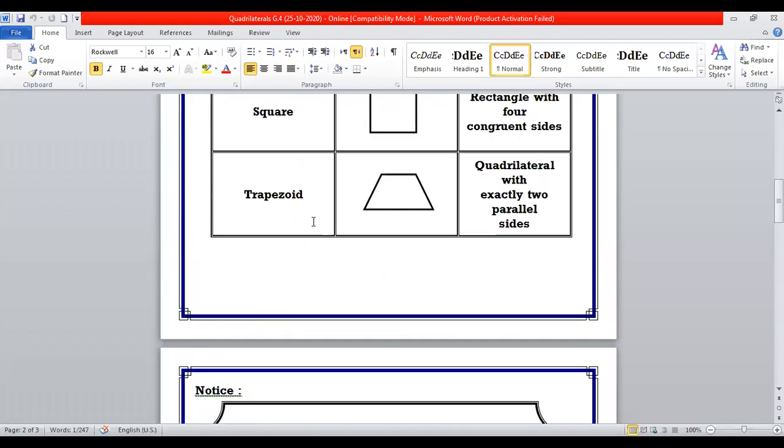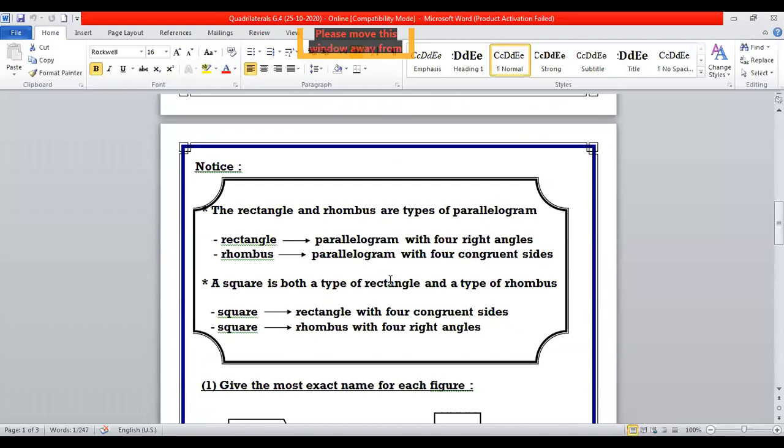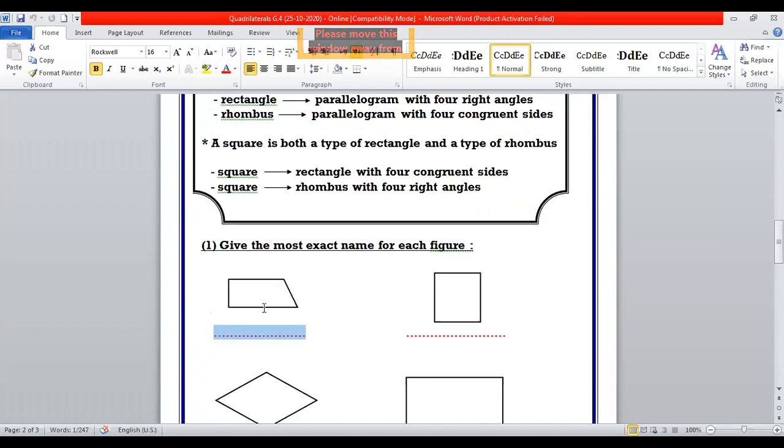This is a trapezoid. Why trapezoid? Because we have only two parallel sides. This side and this side are parallel, only. But the other two sides are not parallel because here, if this continues and this continues, they intersect. For that, this is a trapezoid. Thank you, Farida. Trapezoid. Okay, guys.